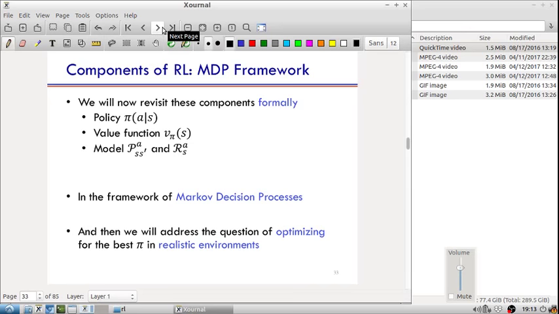And why are we bringing the Markov decision process into the picture? To formalize this objective I had, expected total reward or something like that. We're going to explicitly ground it further in terms of preciseness. And then our objective is to maximize over all policies, the best policy.